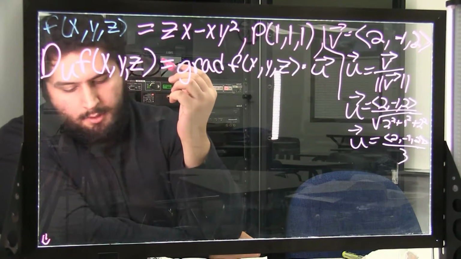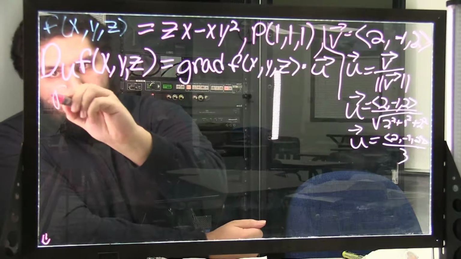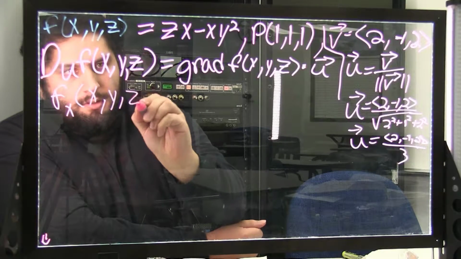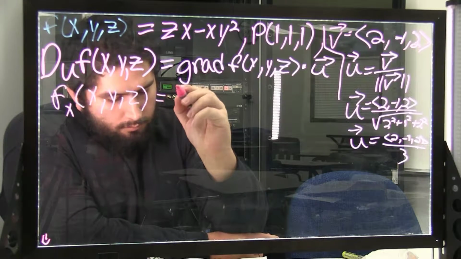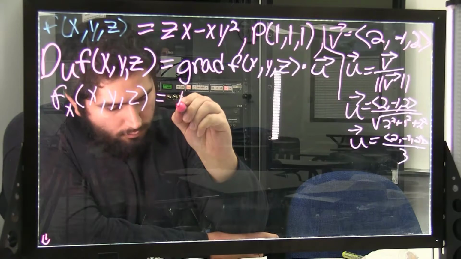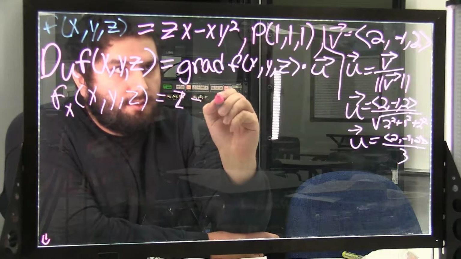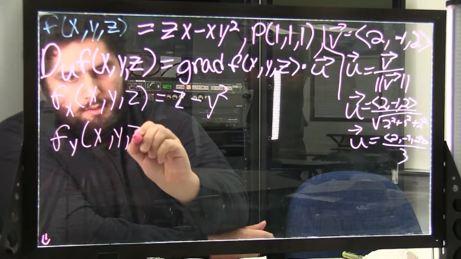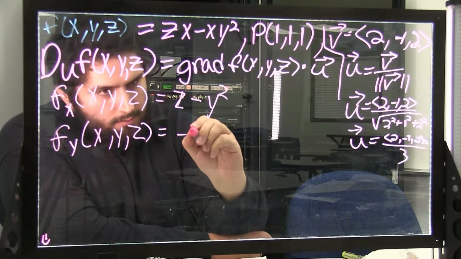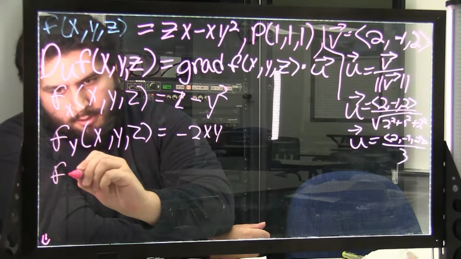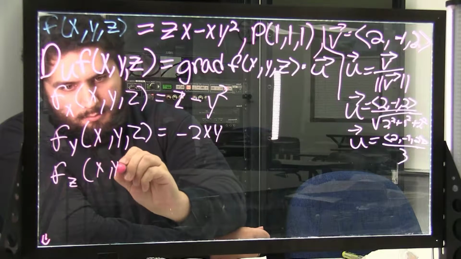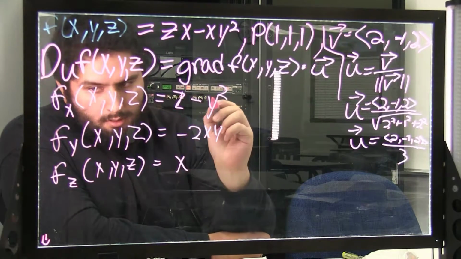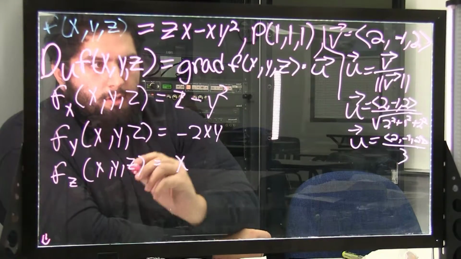Now we're going to go for the gradient. The gradient is going to be your partial derivatives. So we have the partial with respect to x of f of x, y, z is equal to z minus y squared. Take your partial with respect to y, which is equal to -2xy, and your final partial is with respect to z, which is equal to just x. And so once we have those, we can calculate our gradient.